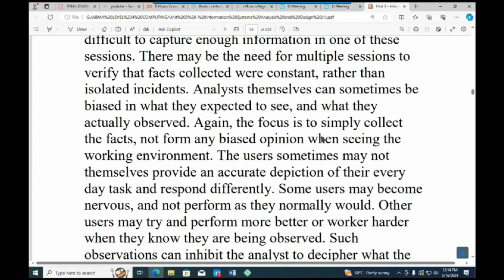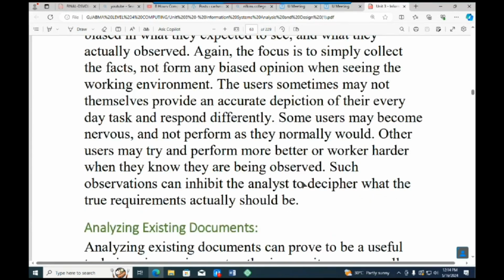Another disadvantage is the users of the particular system may at times give you an accurate depiction of their everyday task, and sometimes they might respond differently, especially in scenarios where the user knows that they are being observed. They might respond, or they might behave differently from the way they normally behave. So that is also a disadvantage because it is going to give you a wrong result.